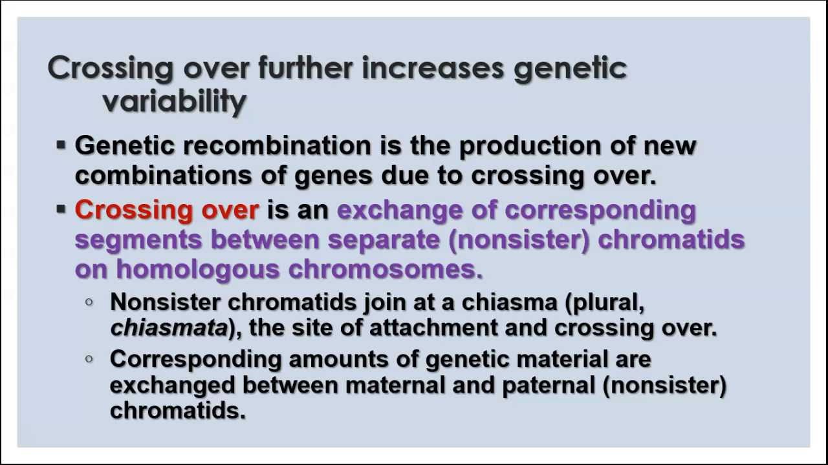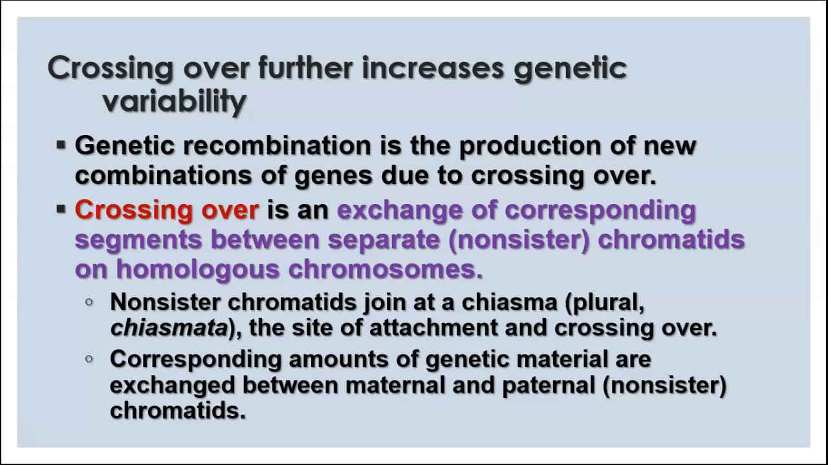Crossing over, like we talked about before, is by definition the exchange of corresponding segments between separate chromatids, non-sister chromatids on homologous chromosomes. They join at a place called a chiasma. Chiasma is one of them. Multiple ones are chiasmata, and oftentimes they cross over more than one time. And then these corresponding amounts of genetic material are exchanged between the maternal and paternal chromatids.